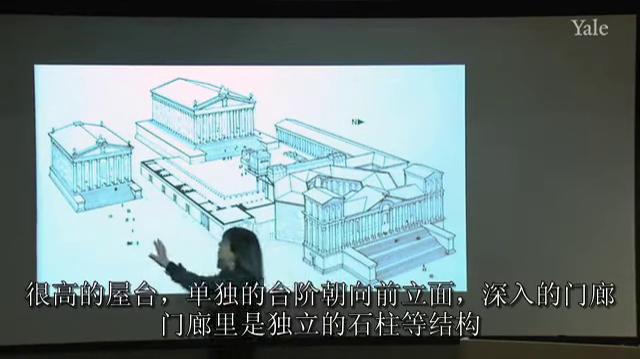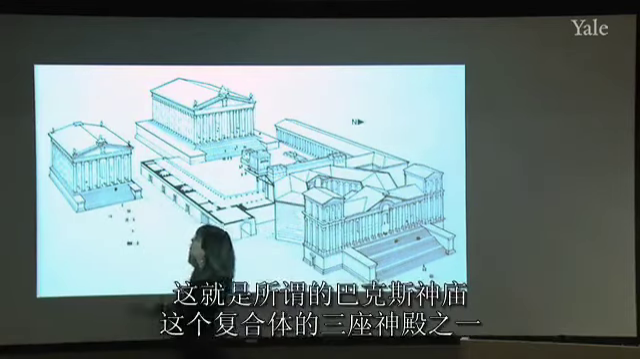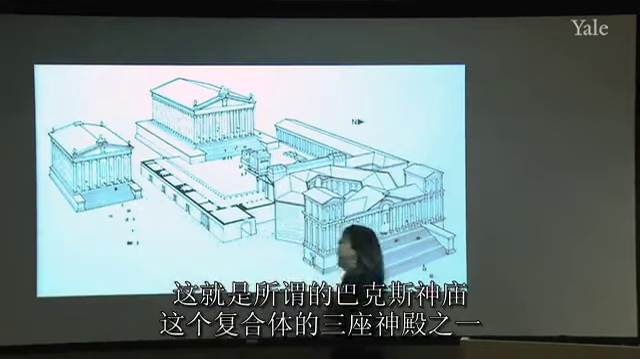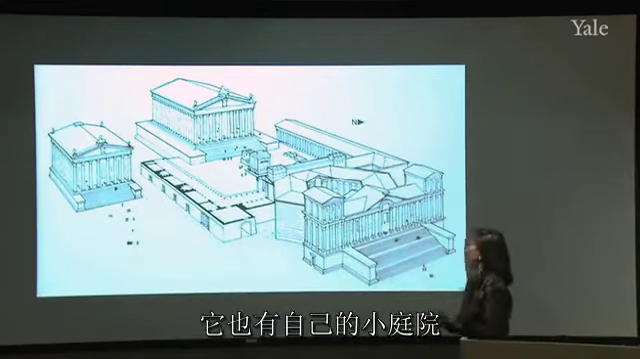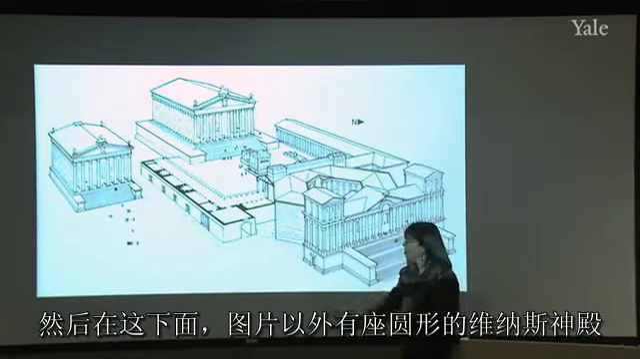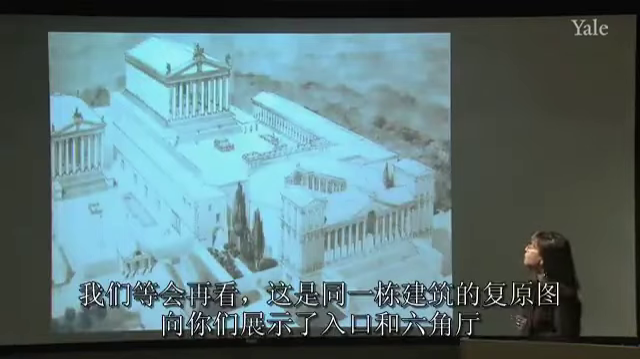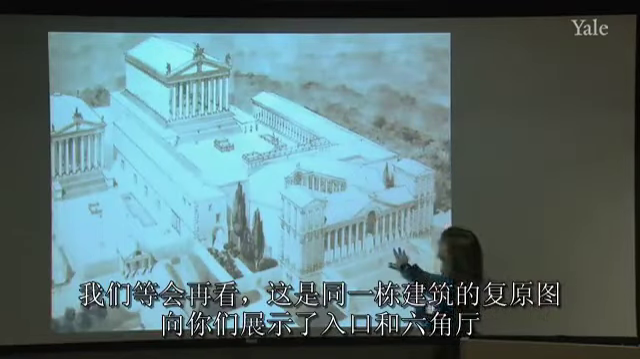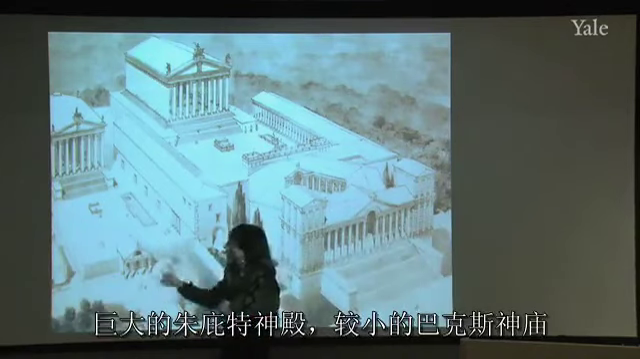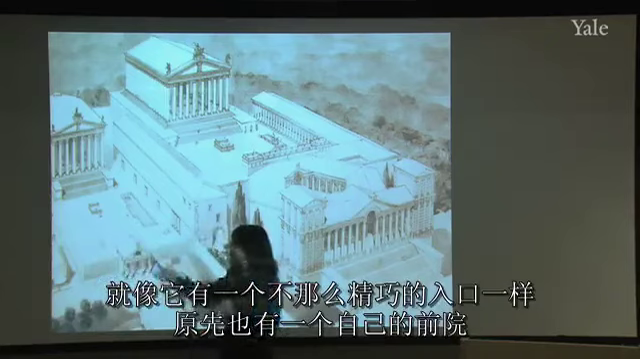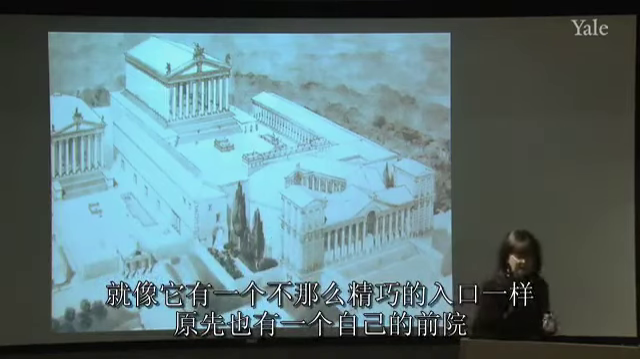And you can also see that there is another temple right outside the walls of this one. This is the so-called Temple of Bacchus, which is one of the three that was part of this complex. It also seems to have had its own little courtyard. And then down here, out of the picture, a round temple to Venus that we're also going to look at. This is a restored view of the same, showing you the entranceway, the hexagonal court, the large temple to Jupiter, the smaller temple to Bacchus, and the forecourt that it too would have had, as well as this much less elaborate entranceway into the temple of Bacchus.